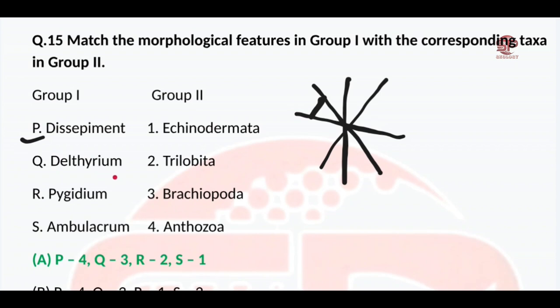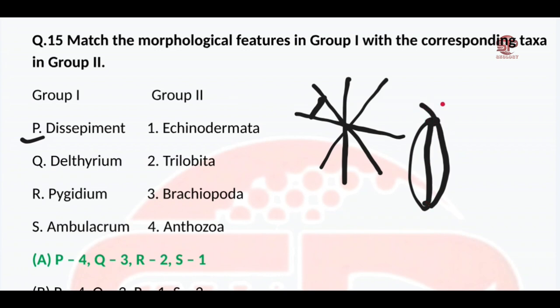Then deltidium, it is the opening in brachiopoda, that is the pedicle opening, that is covered by deltidial plates. So deltidium is the opening in the, suppose this is our brachiopoda like this. So this is a pedicle opening.